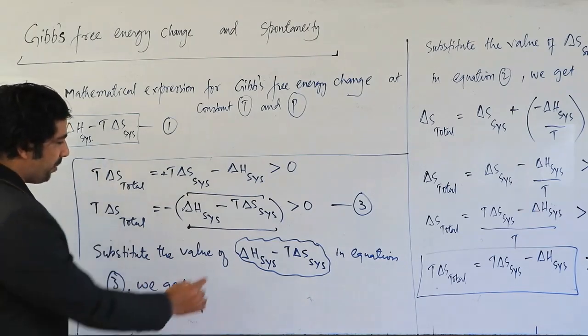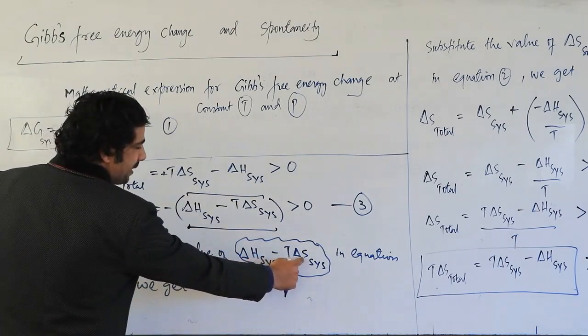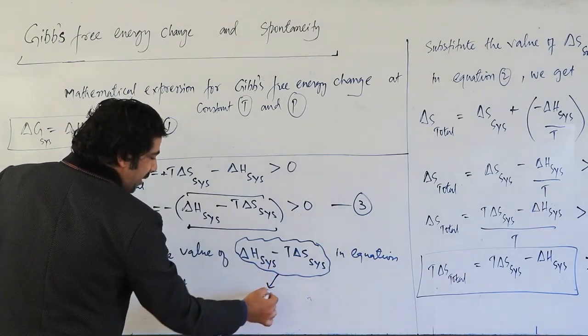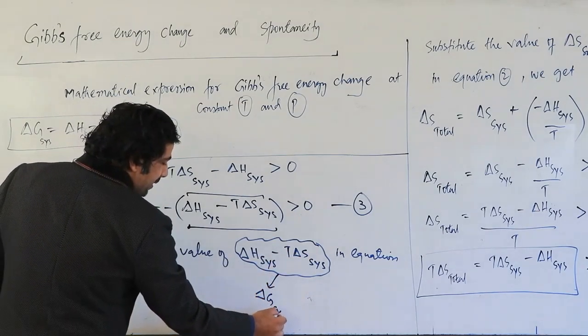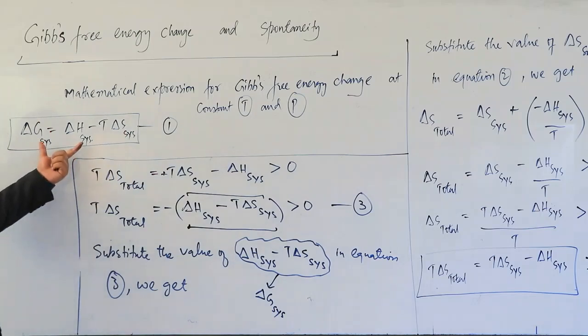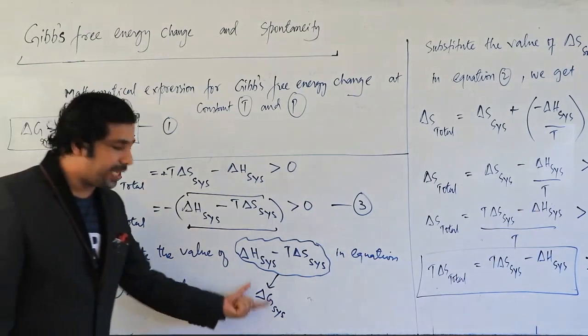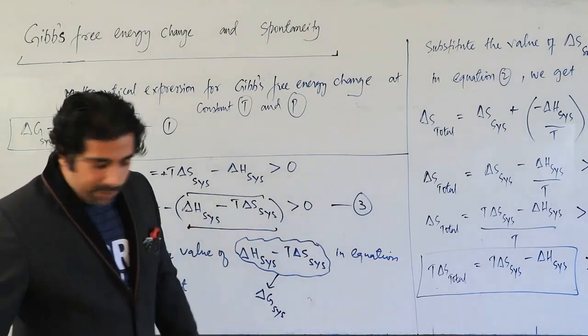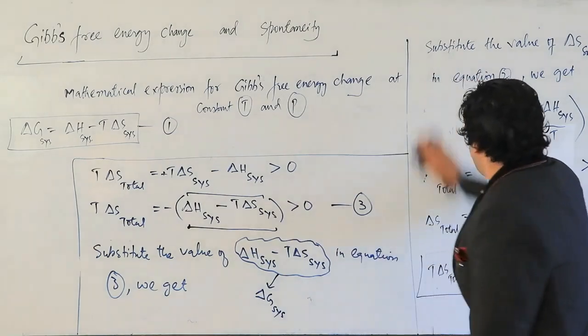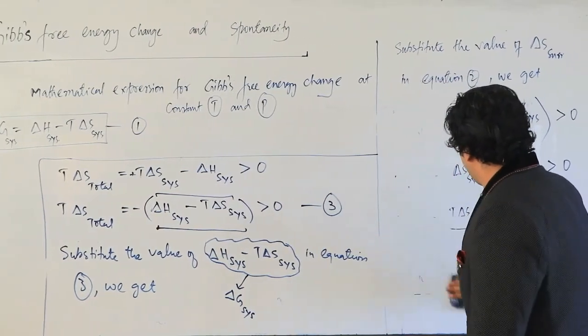What is the value of this del H system minus T del S system? We know that this guy is equal to del G system. Have a look here. That is our first equation. It's equal to del H system minus T del S system is equal to del G system. So I will put it in equation number 3. And what are we going to get? Have a look, my dear friends.